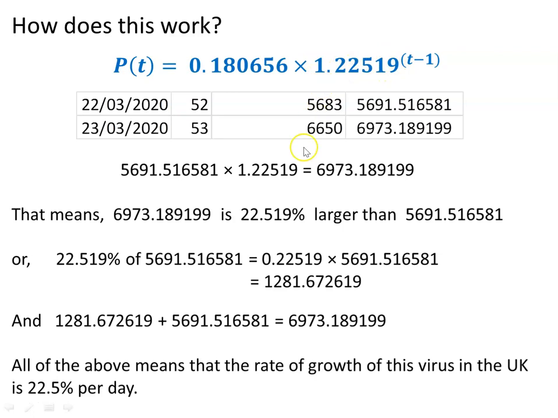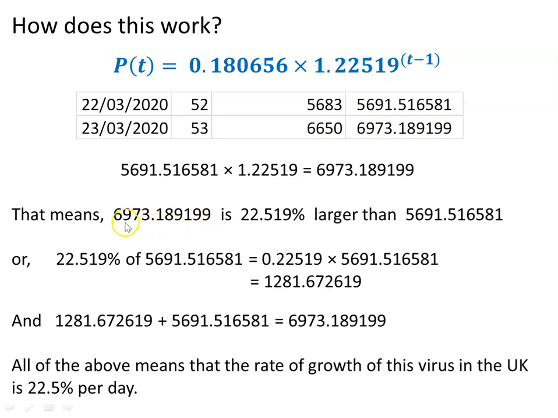If I take this decimal here, 1.22519, and I multiply it by the value predicted by the model for day 52, I get the value predicted by the model for day 53. So that's how this works. That's the role of this decimal in here.